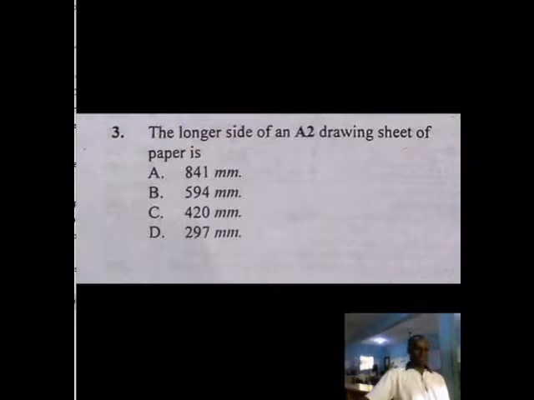Question number 3 and number 4 require illustration for you to really be able to understand them. So pay attention to the video that follows.